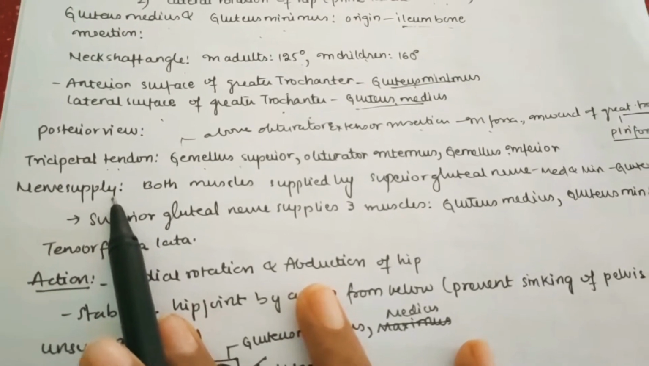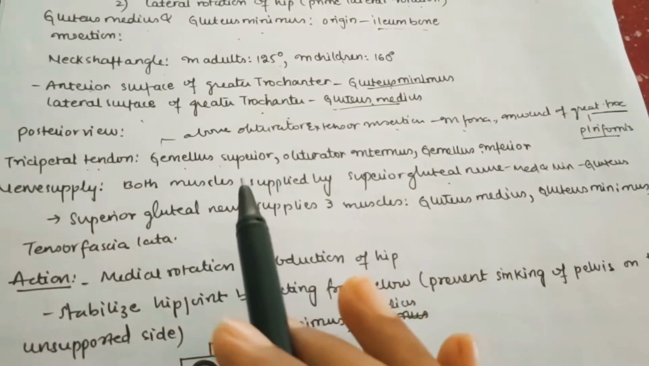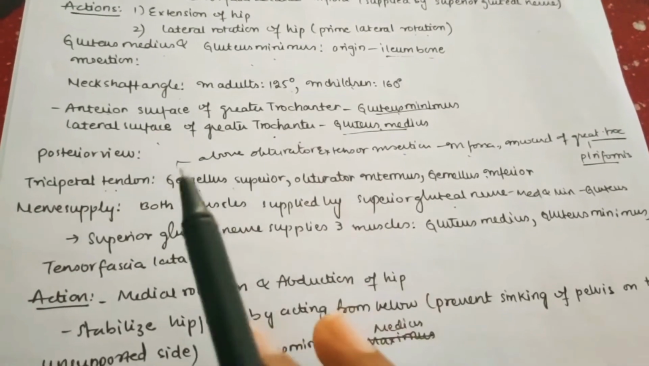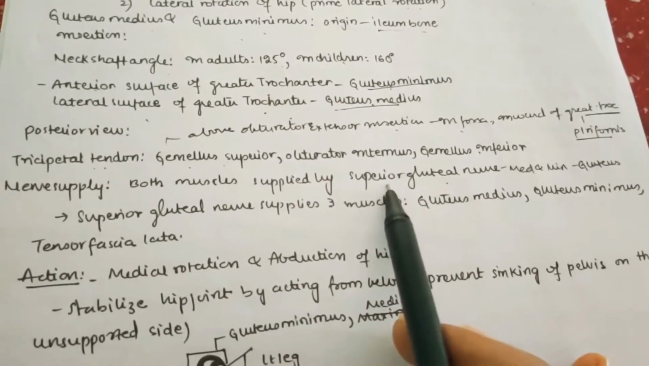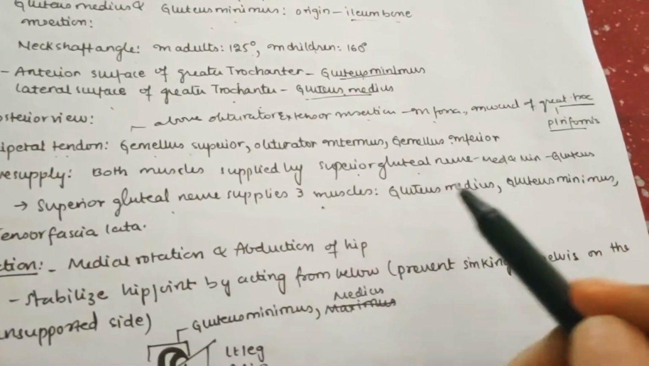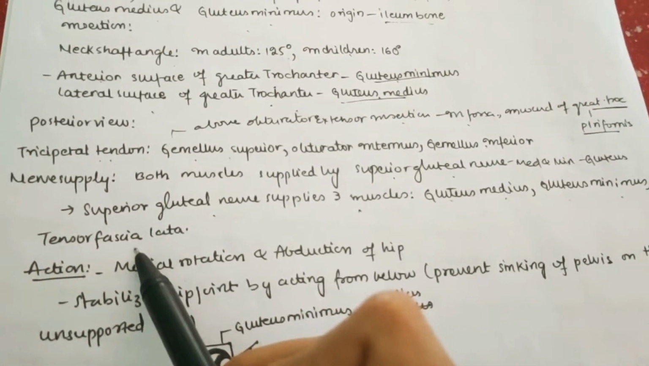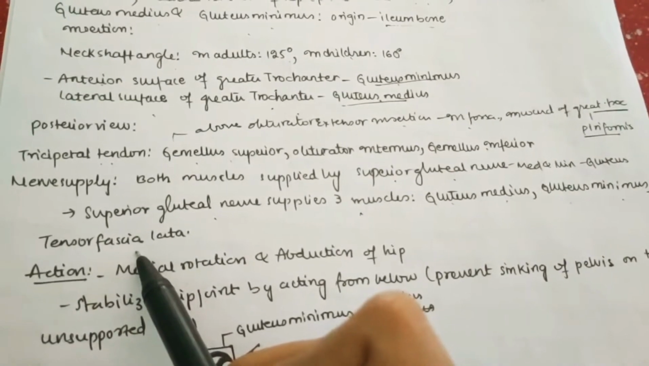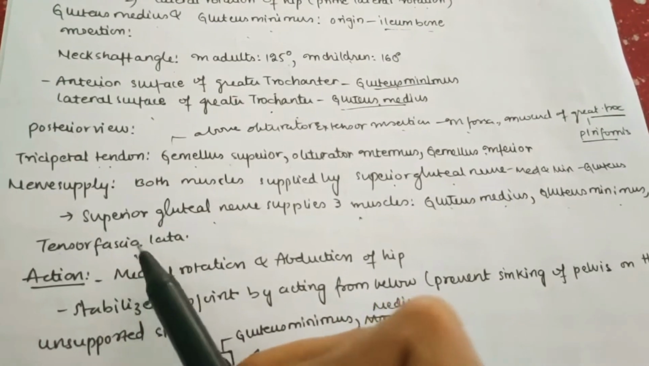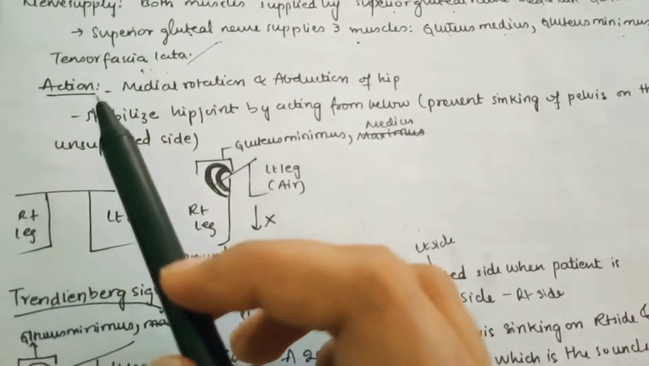So now let us check out the nerve supply of the gluteus minimus and medius. Both the gluteus medius and minimus are supplied by the superior gluteal nerve, and the gluteus maximus is supplied by the inferior gluteal nerve. The superior gluteal nerve mainly supplies three muscles: gluteus medius, gluteus minimus, and also the tensor fascia lata. If you remember, tensor fascia lata is in front of the thigh, in front of the iliotibial tract, right? So this is supplied by the superior gluteal nerve.